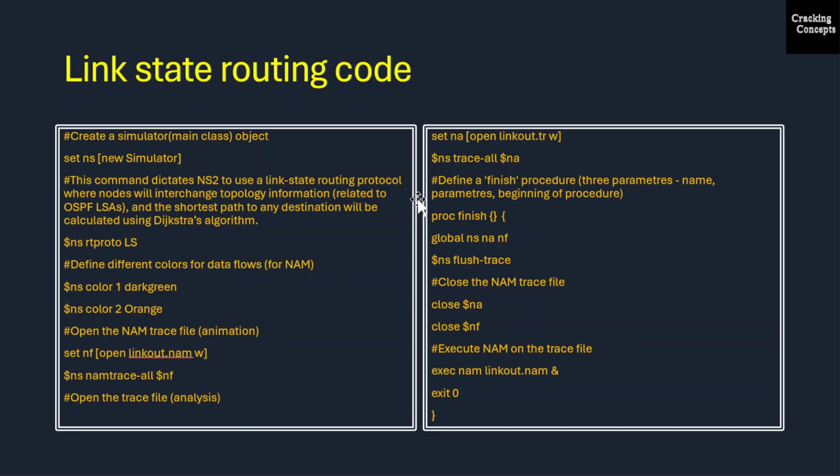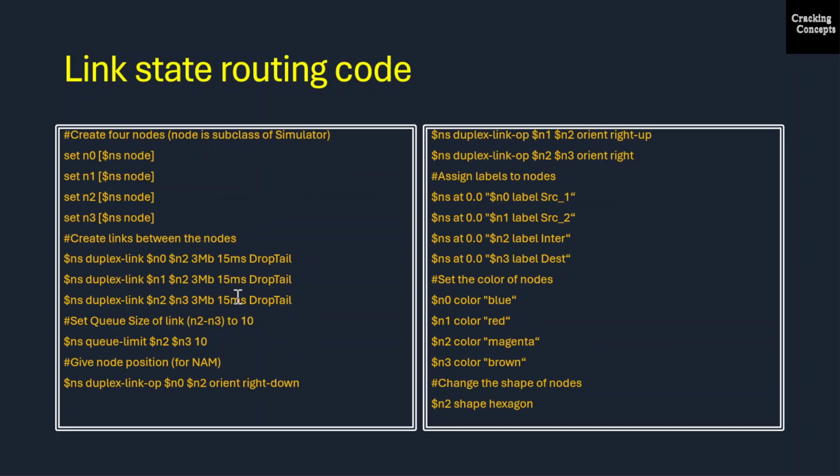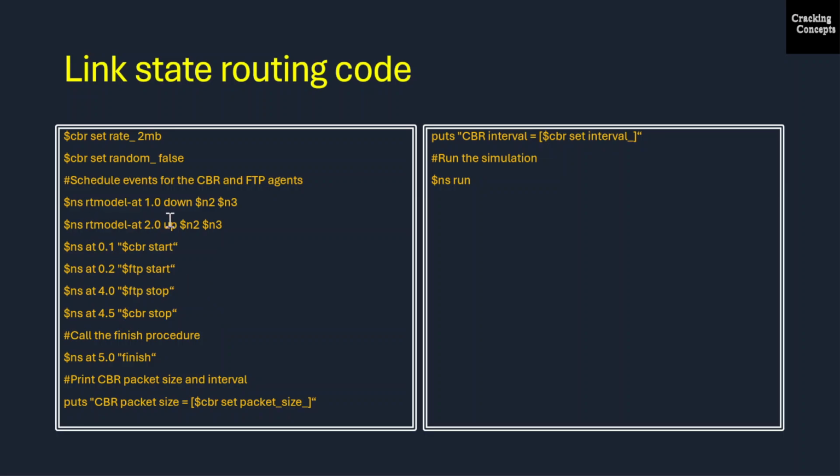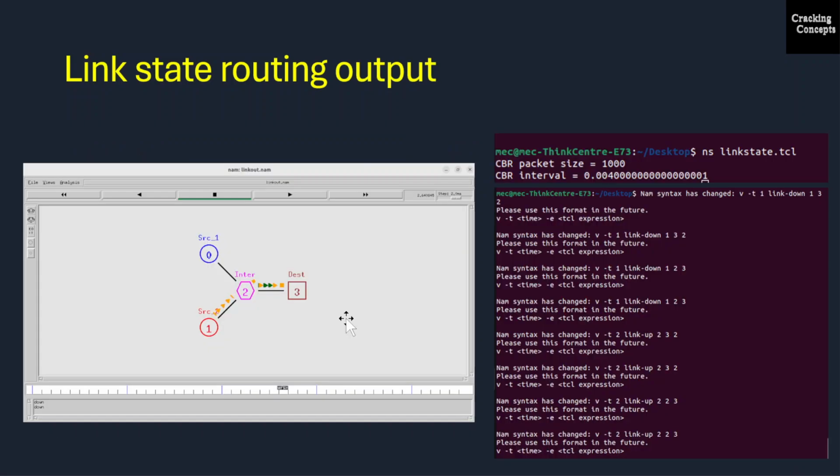Similarly, there is the code for link state routing. Here also, to show that it's link state, the statement is added ns rtproto ls. Here also the capacity of the link and the propagation delay has been changed. Then finally the statements to enable and disable the links at specific times. This is a sample screenshot and the output. Here also we use the trace driven model to display the network dynamics.